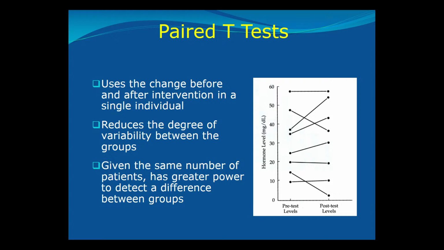In this graph you see an explanation of how to use the paired t-test. We have a scale with hormone level and two time points, pre-test levels and post-test levels. We use the same objects to measure hormone levels before and after the intervention. In this example, we use paired t-tests.